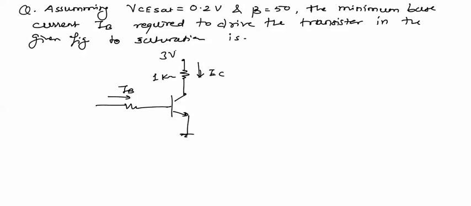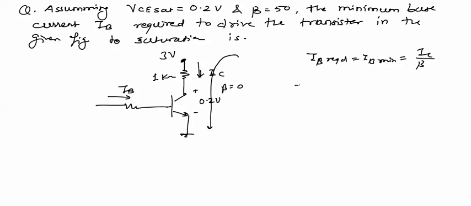We know that the minimum base current which is required to drive the transistor in saturation is IC required or IB required or IB minimum, and its value is equal to IC by beta. Here this voltage is given and VC saturation is given equal to 0.2 volt, beta is given equal to 50. Now when we apply KVL in this loop, we get the equation minus 3 volt plus IC into 1 kilo ohm plus 0.2 volt equal to 0. So IC is equal to 3 minus 0.2 divided by 1 kilo ohm.